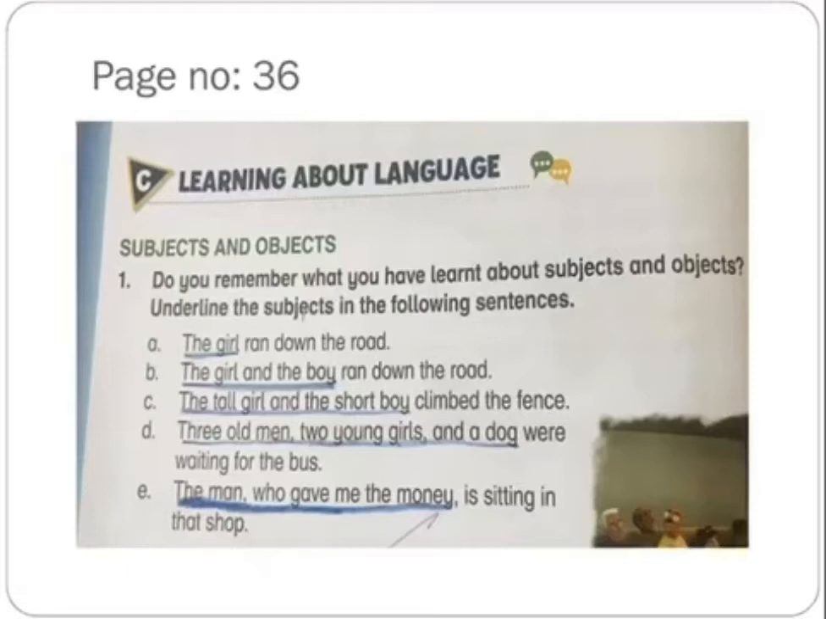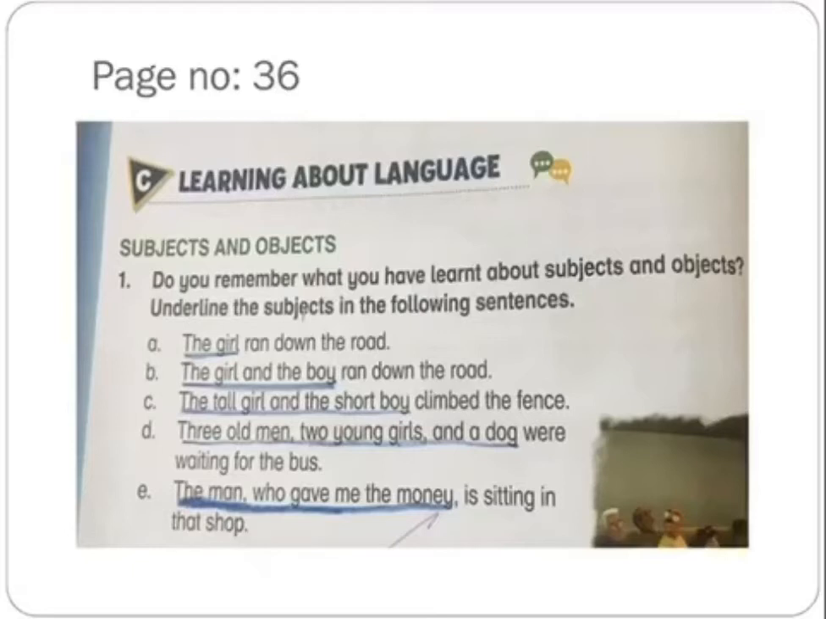Number B, the girl and the boy. It is not necessary that a sentence has only one subject. It can have two or more subjects. The girl and boy ran down the road. Now who ran down the road? The girl and the boy. They both are performing the action of running. So the subject is the girl and the boy. Remember that, students, it's not necessary to have one subject. It can be one or more.